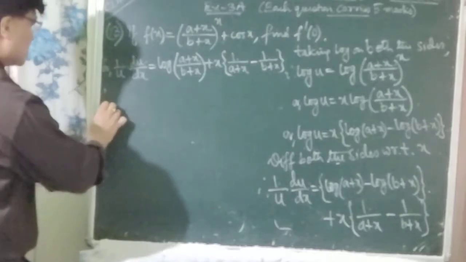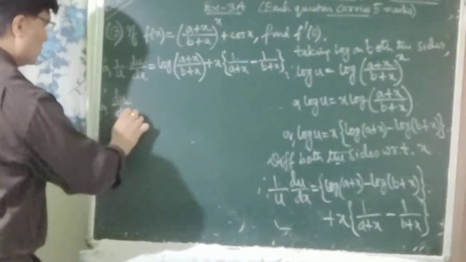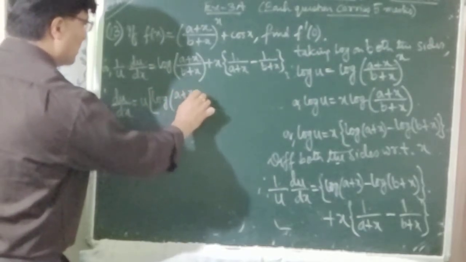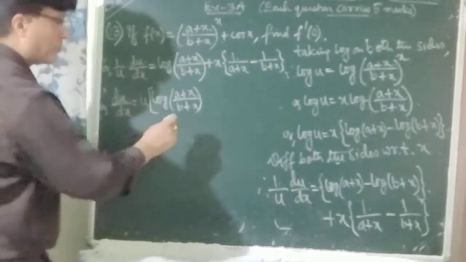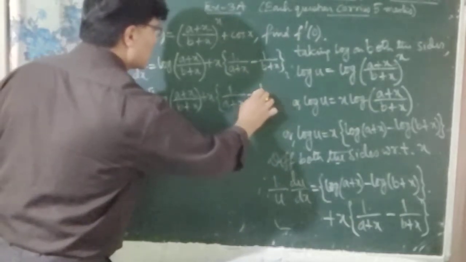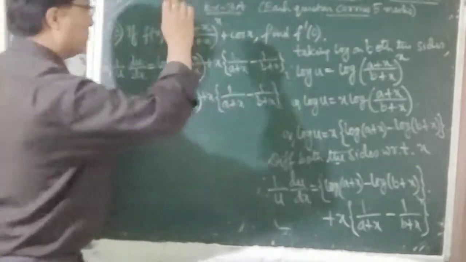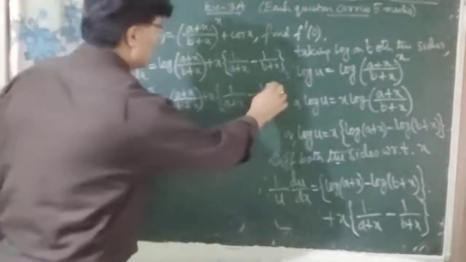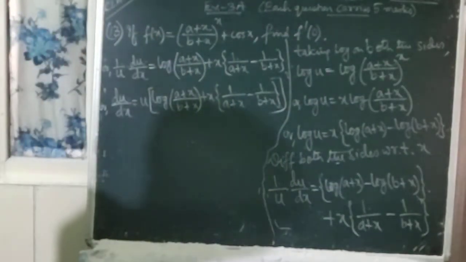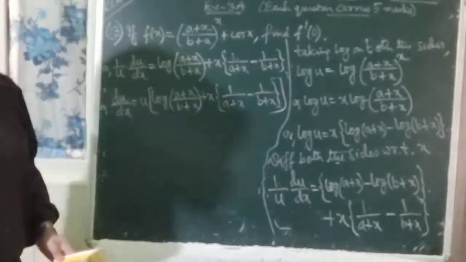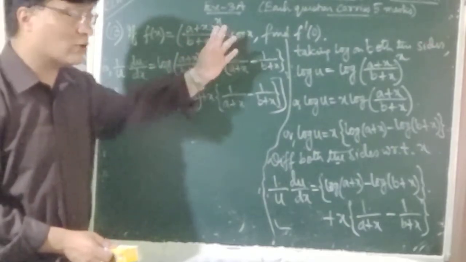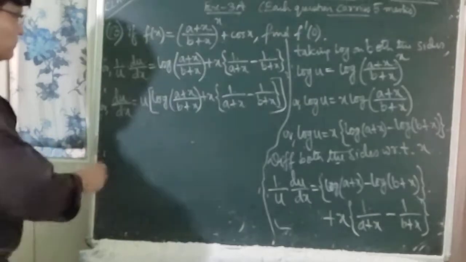So du by dx is equal to u within third bracket log of (a plus x) divided by (b plus x), then plus x within second bracket 1 upon (a plus x) minus 1 upon (b plus x), and the third bracket is closed here, right? So now you have to put the value for u. Actually what was u? This first term was u, isn't it? Because we had assumed this term as u plus cos x as v. That is u plus v was there, right?